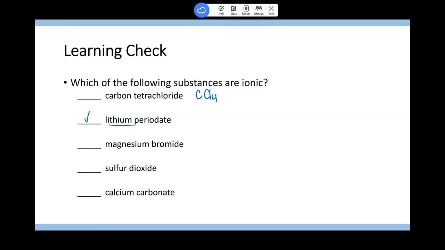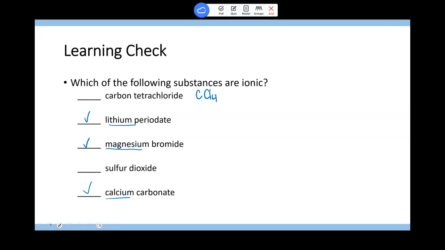Next, we have magnesium bromide. Magnesium is in column 2 of the periodic table. This is another metal. If we have a metal, we have an ionic compound. Sulfur dioxide. Sulfur is a nonmetal. Oxygen is a nonmetal. So these two together do not form an ionic compound. They form a molecular compound. And then last we have calcium carbonate. Calcium is a metal in column 2. Carbonate is a polyatomic ion. So again, ionic compound there. Any questions about these so far?